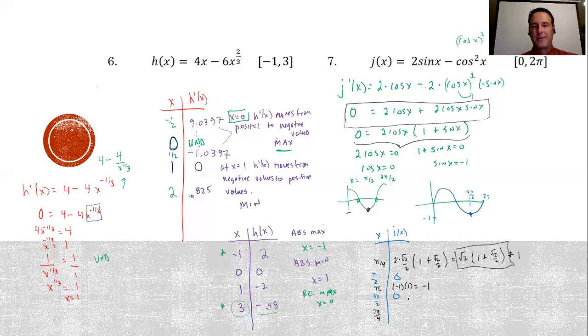I could write it out, but that is enough. And the same thing with 7 pi over 4. When you plug that into the first one, the cosine of 7 pi over 4, this is still a pi over 4, which is going to be some form of rad 2 over 2.